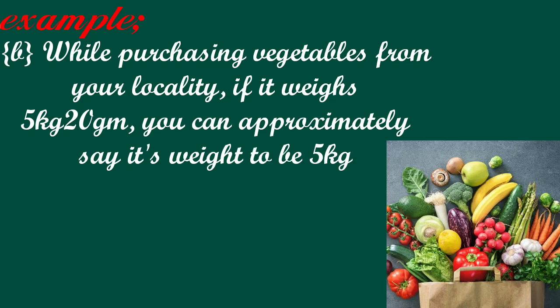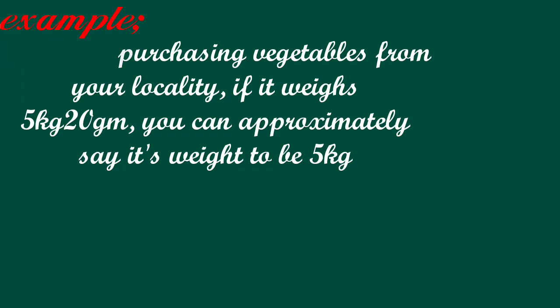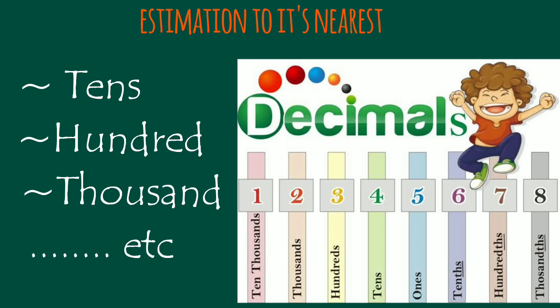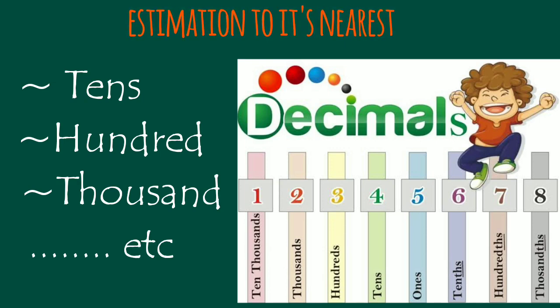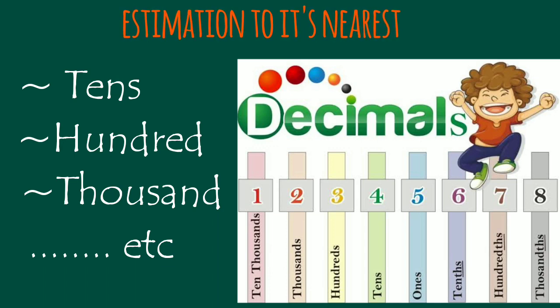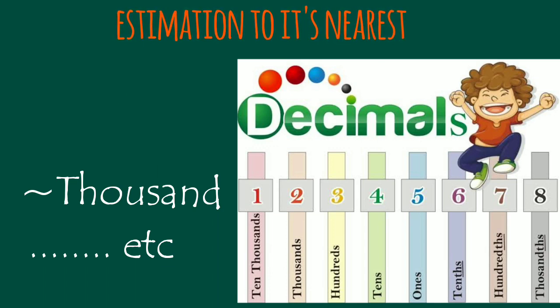While purchasing vegetables from your locality, if it weighs 5 kg 20 gram, you can say its weight to be 5 kg. We can estimate any number to its nearest tens, hundreds, thousands, 10,000s, etc.